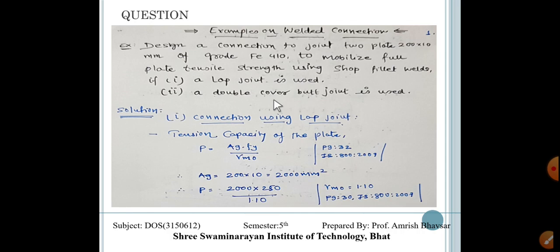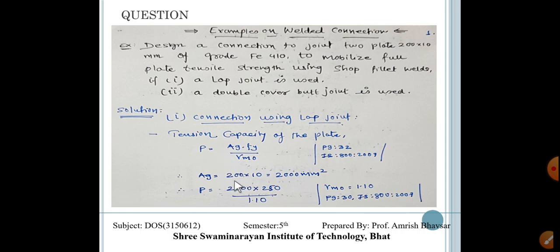So they have given us that the strength of the plate must be the full strength. For that we have to find out how much force that plate can take. For that we have to refer to page number 32 in IS 800 2007. So first we are talking about the lap joint. First, the tension capacity of the plate, that is P equal to Ag into Fy upon gamma m0, from page number 32. And what is Ag? Ag is the gross area that the plate can resist.